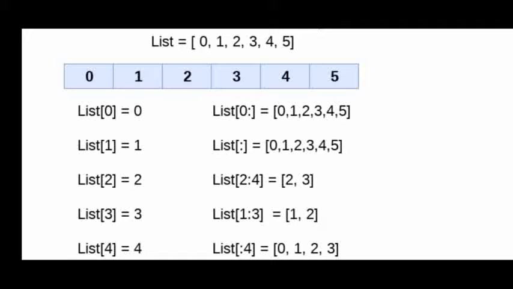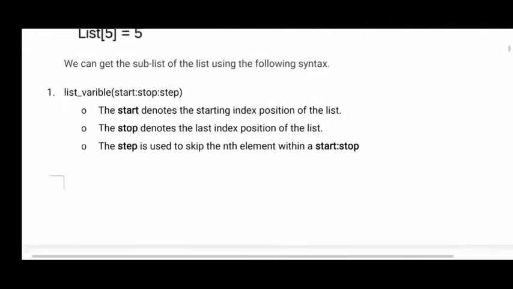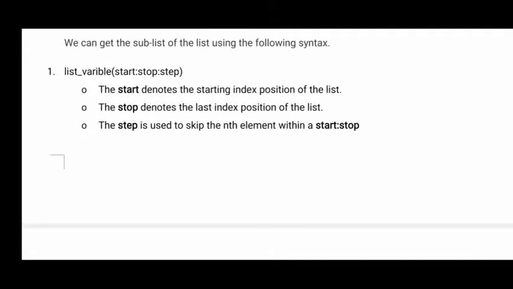It is list of 0 colon. Next, list of colon means all the elements. List of 2 colon 4 means I want elements from index number 2 to 4. And list of 1 colon 3 means I want elements from index 1 to 3. So from where to where you want to extract a part, that information you give. Here you see, it is a variable. If you want to slice, you can slice in different ways.